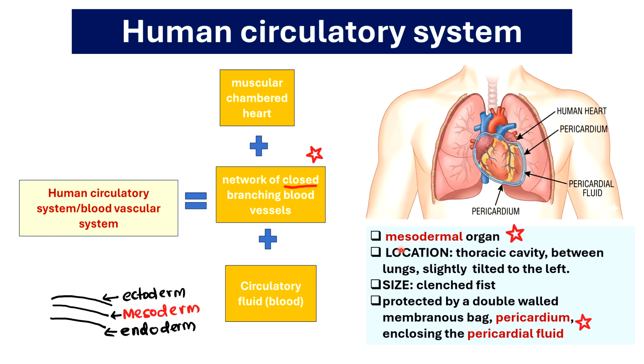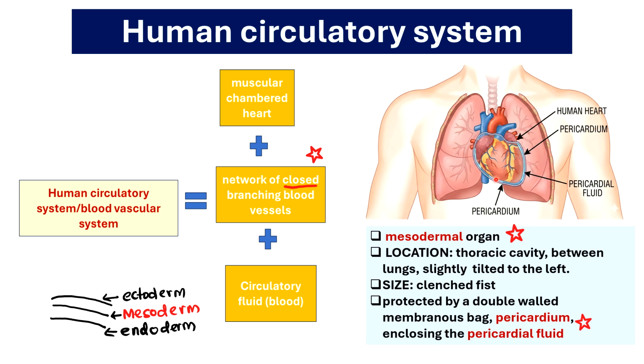Clear? The heart is a mesodermal organ. It means that it is derived from the mesoderm. If you talk about the location, the heart is present in the thoracic cavity between the two lungs, slightly tilted towards the left, and has a size about that of a clenched fist.